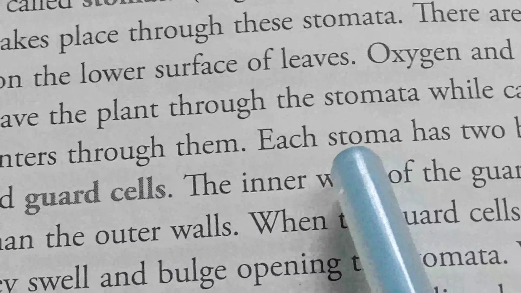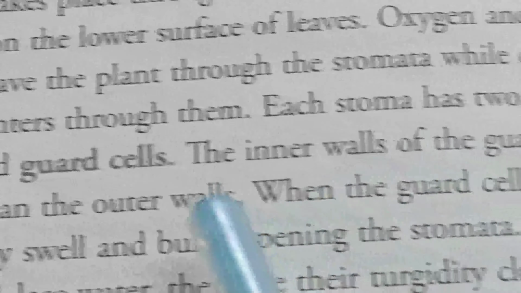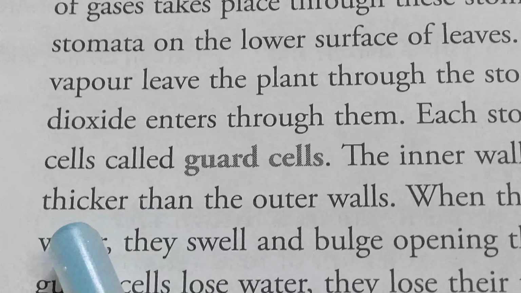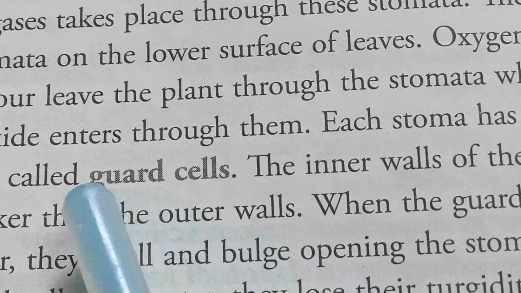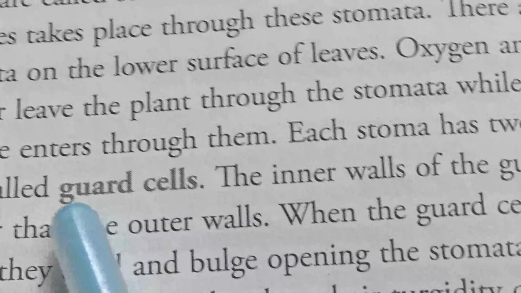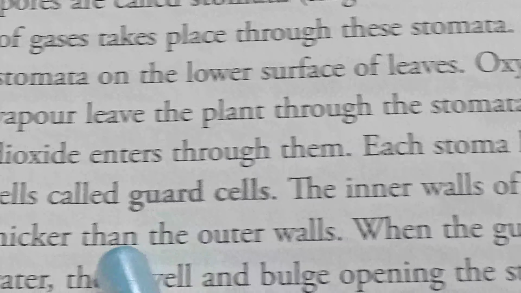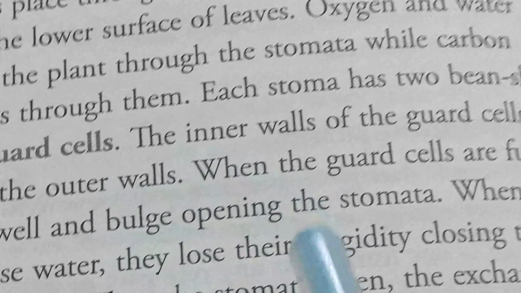Each stoma has two bean-shaped cells called guard cells. The inner wall of the guard cells is thicker than the outer wall. The bean-shaped cells known as guard cells have an inner wall that is quite a bit thicker than the outer wall.